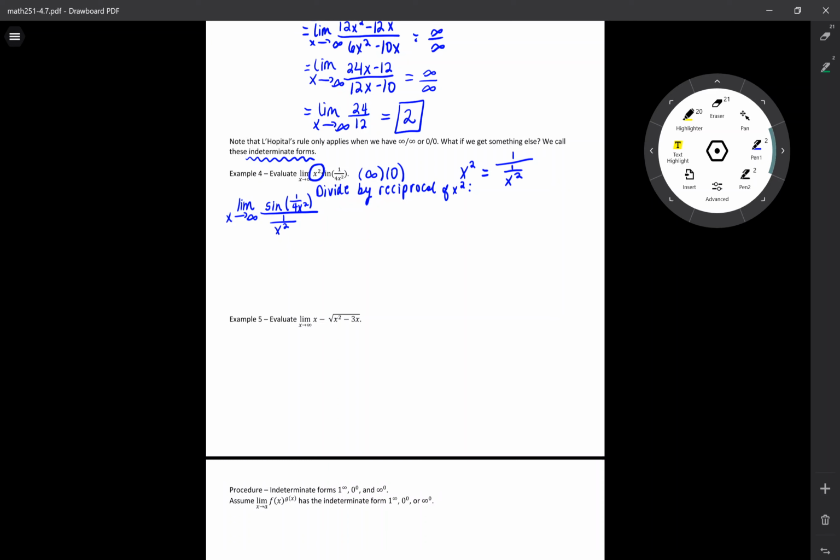So now that I have done this, let's see what happens if I plug in x equals infinity. On the top, I will get sine of 0, which is 0. If I plug in infinity into the bottom, I get 1 divided by infinity, which I have defined to be 0. So now, if I plug in x equals infinity, I get 0 over 0, which is what I need in order to apply L'Hopital's rule. So now I can use L'Hopital's rule.